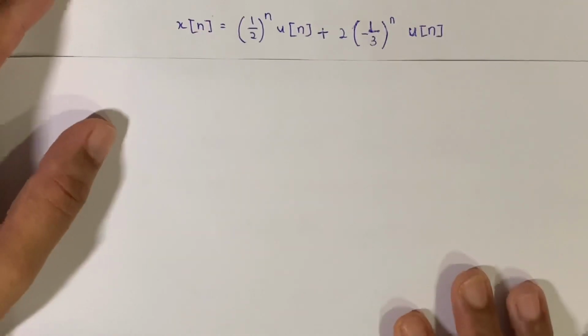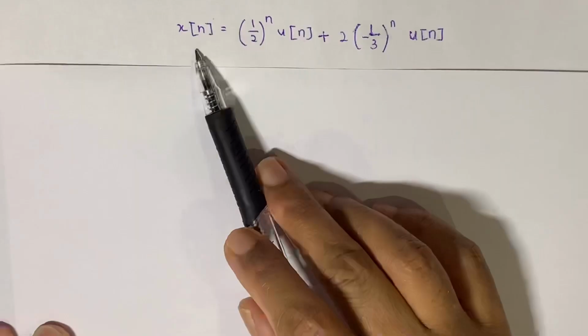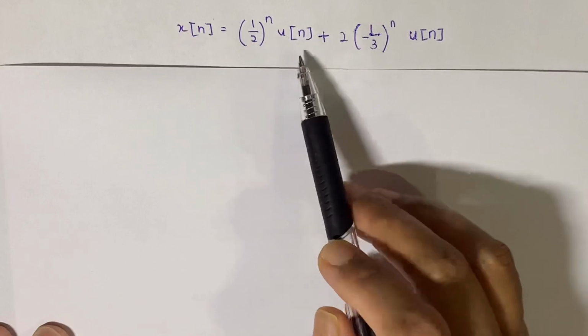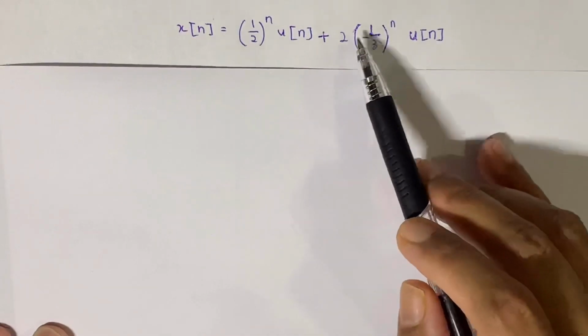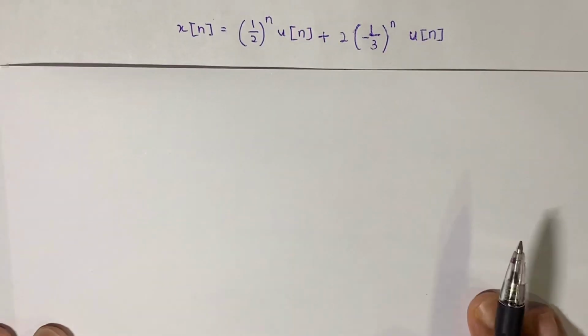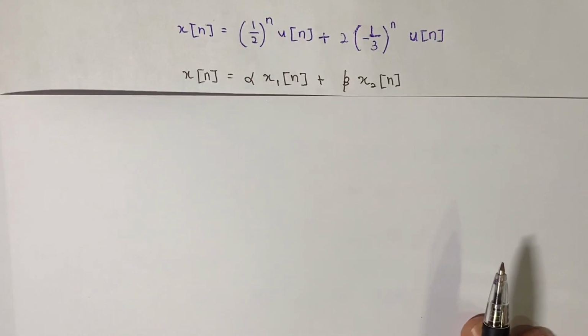Okay, now I will show you example 2 for the linearity property. Actually, this example is quite difficult, but I will explain it to you. Given x[n] signal, which is equal to (1/2)^n u[n] plus 2 times (-1/3)^n u[n]. Okay, these are unit step functions.